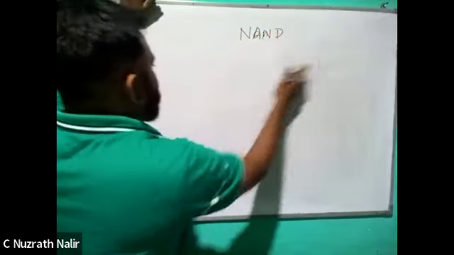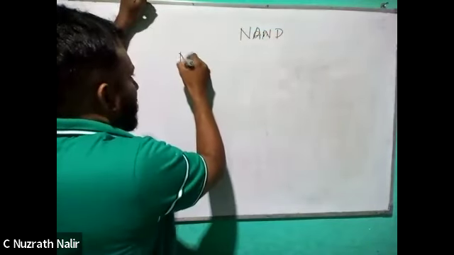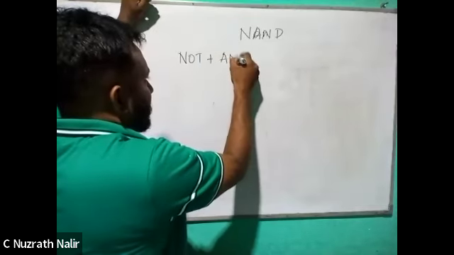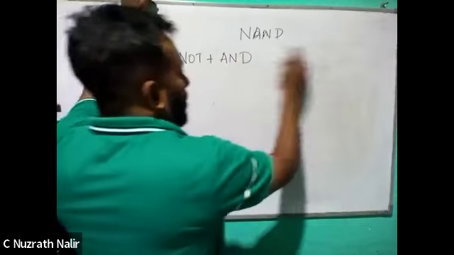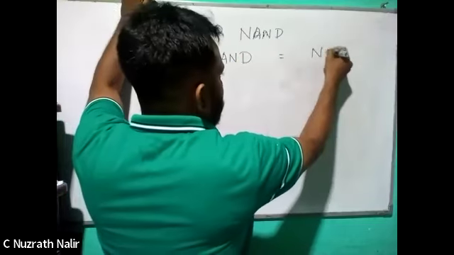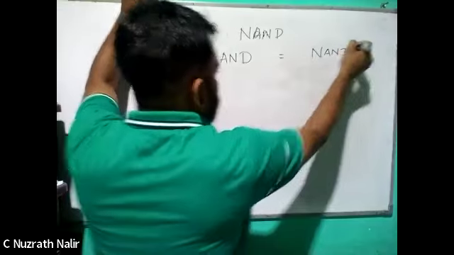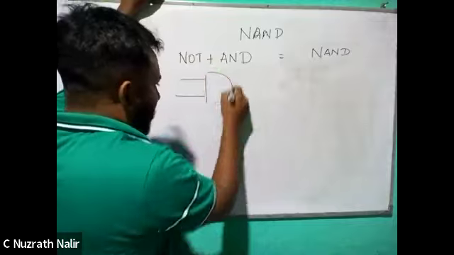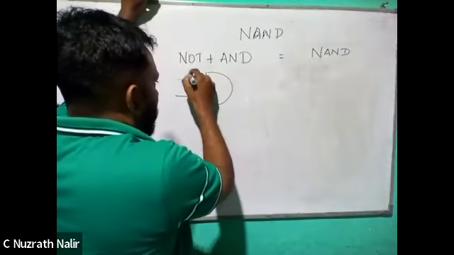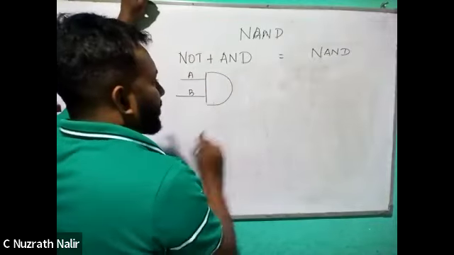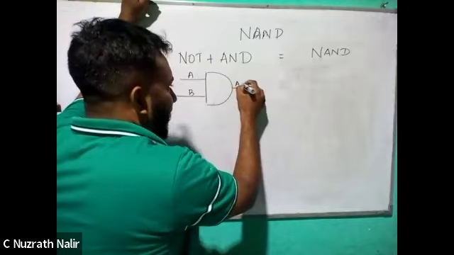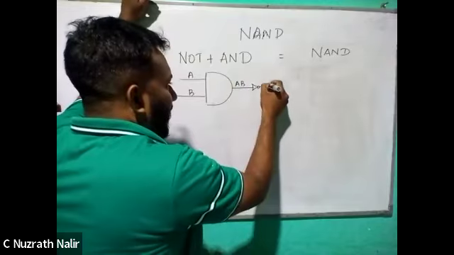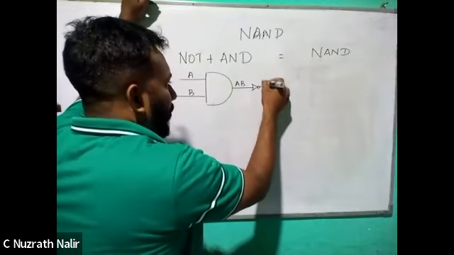NAND gate means, look at this carefully, NOT plus AND. NOT plus AND is equal to NAND. Okay, my dear students, so here your NAND gate is coming, inputs A, B, then your output is AB. Now the NOT gate gives AB overall bar.